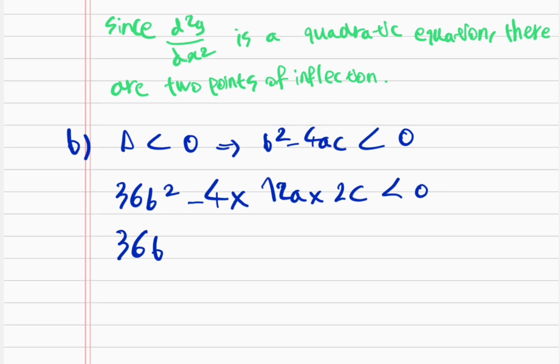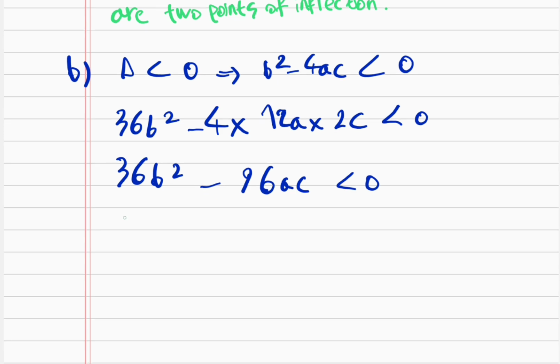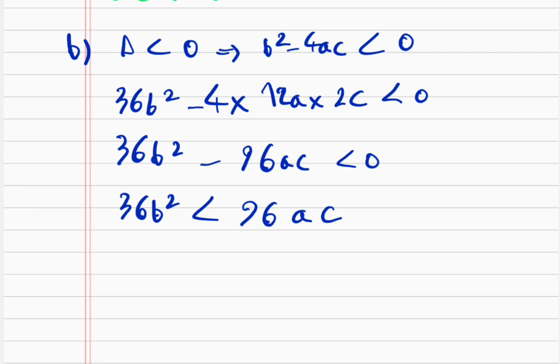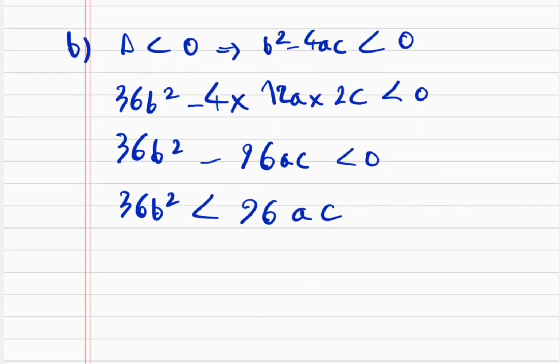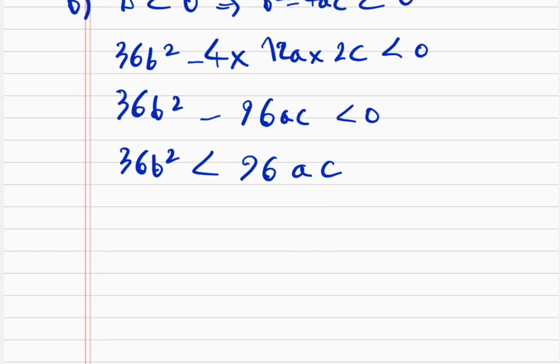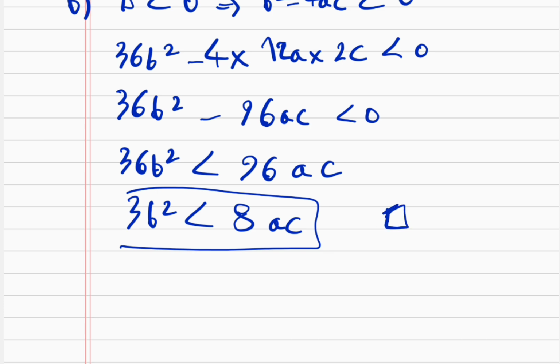So it's going to be 36b squared minus 4 times 2, which is 8, times 12, which is minus 96ac, is less than 0. So we can move the second term to the right hand side. So we have 96ac, because remember the form that they have asked us to have is b squared on the left and then ac on the right. So we can divide both sides by 12, and if you do so, we'll get 3b squared here, and then here 8ac. And this is exactly what we wanted to prove.